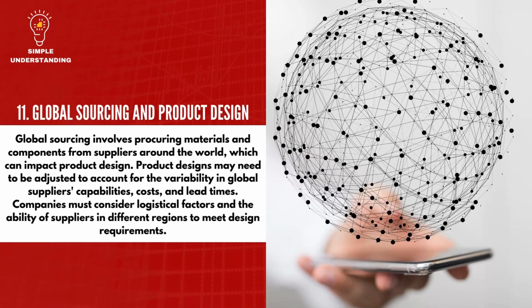11. Global sourcing and product design. Explanation. Global sourcing involves procuring materials and components from suppliers around the world, which can impact product design. Product designs may need to be adjusted to account for the variability in global suppliers' capabilities, costs, and lead times. Companies must consider logistical factors and the ability of suppliers in different regions to meet design requirements.